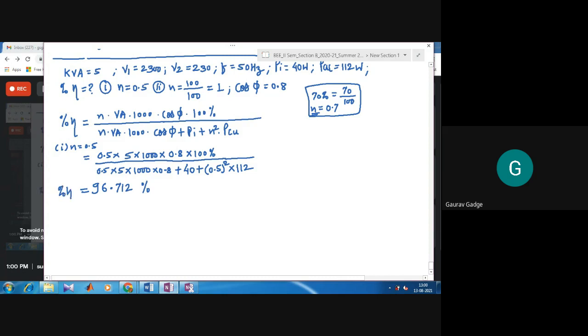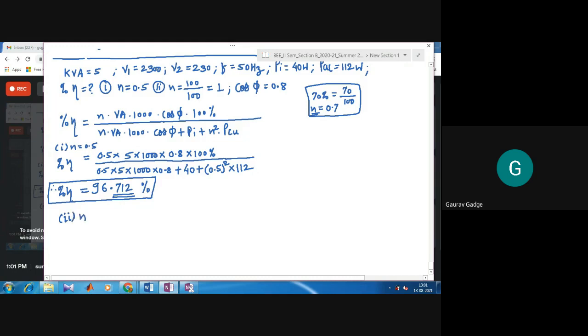Generally I write this as the percentage efficiency. Generally I write three digits after the decimal. Here it is 0.712. Okay, so this is the first case. Now in the second case, what have they said?